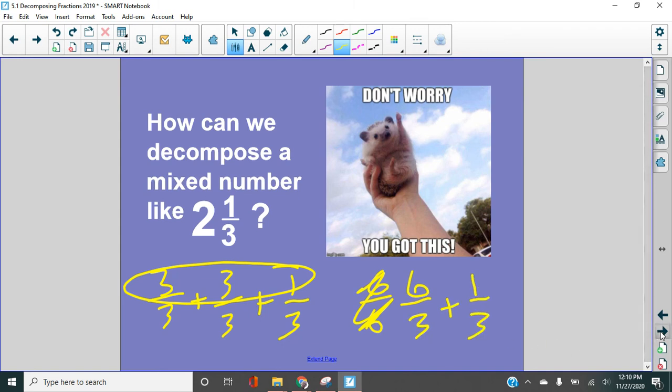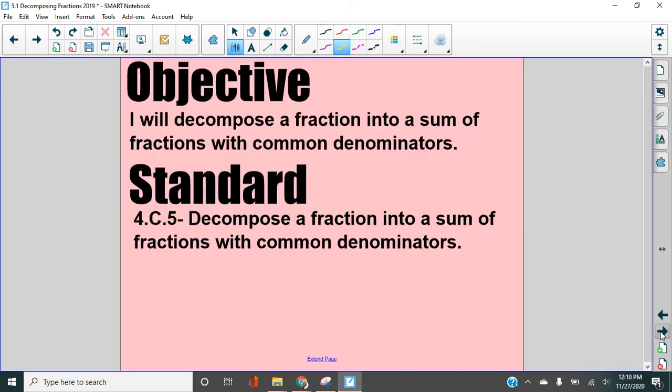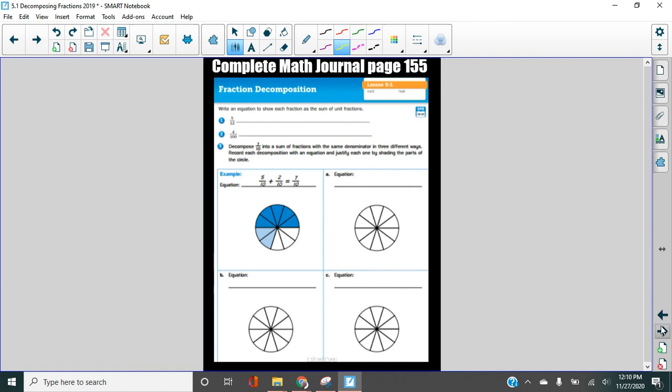So we're decomposing fractions and even mixed numbers. That's our goal today. And it is straight out of the standard, right? Look at that. These are almost equal. All right, let's take a look at what you're doing today.